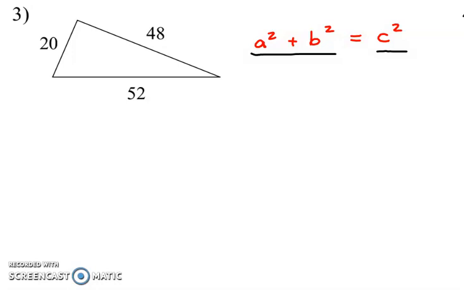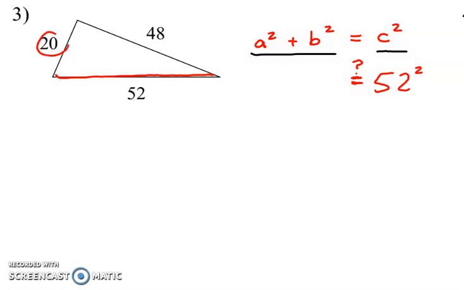We've got to look for the largest side, which is 52, so that we can identify that as our C value. Okay, so we're going to plug that in here for 52 and call that 52 squared. And again, I'm writing this equal sign down, but it's really kind of a question mark as to whether or not it really is going to be equal.